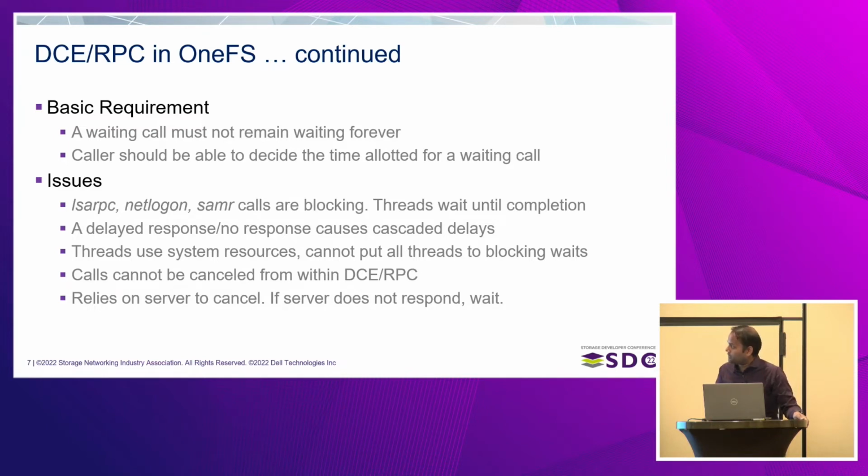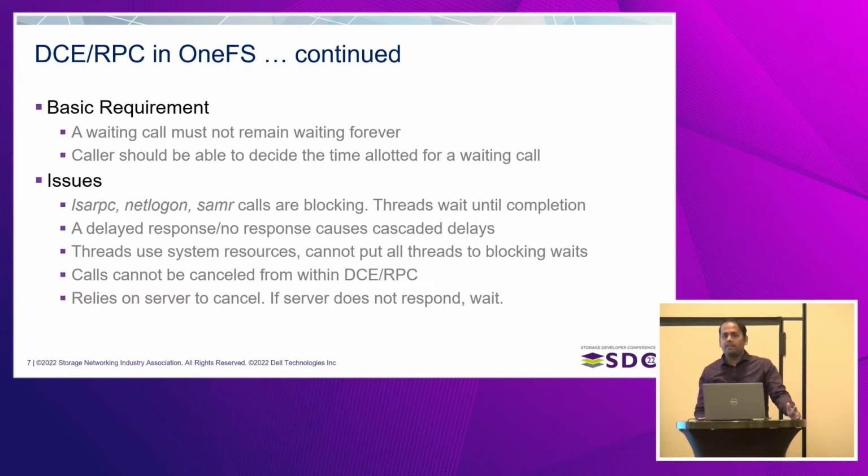And the fourth point here is that calls cannot be cancelled from within DCRPC. Although DCRPC provides a functionality to cancel a call, if you have a waiting call you can cancel it, but it relies heavily on the server. When you cancel a DCRPC call, it sends a request to the server saying please cancel this call from your end and send back the failure to our end. The server will cancel the call and return the cancellation status to the actual call that's waiting. When that gets the cancellation error from the server, the call becomes cancelled.